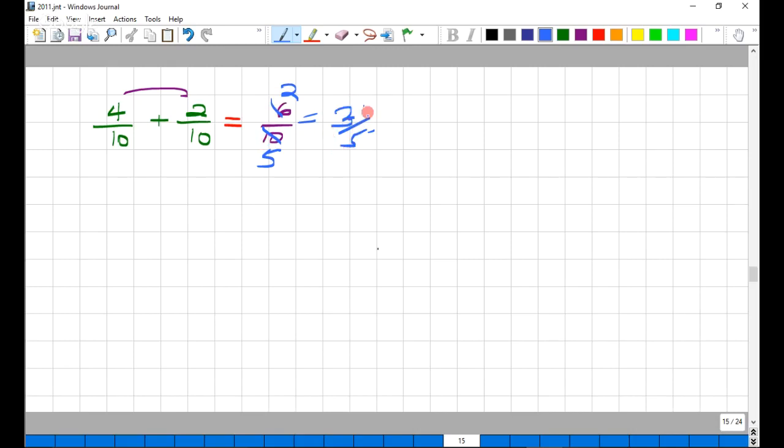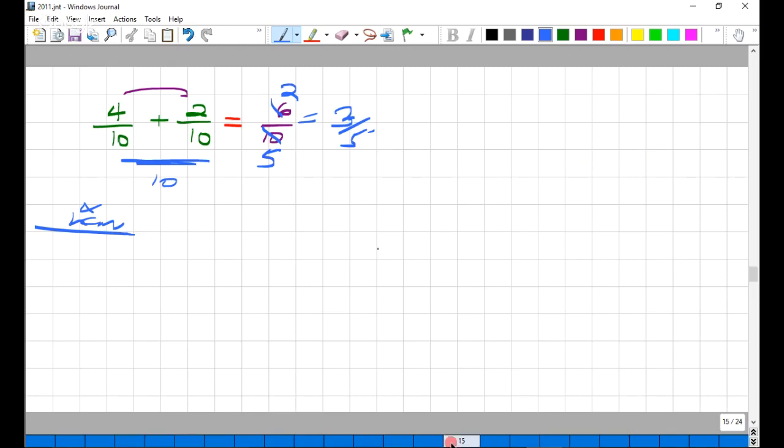So what we need to remember is that in this case, we do not need the LCM. Do we need the LCM here? No, sir. Because the LCM would have been 10. And if it's 10 already, we would get the same 4 tenths, the same 2 tenths. So we just keep the denominator and move on with that.